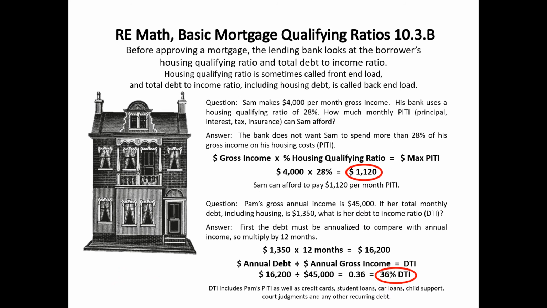Now you take the annual debt divided by the gross income, so $16,200 divided by Pam's annual income, which is $45,000, and you wind up with 36% or 36% DTI.